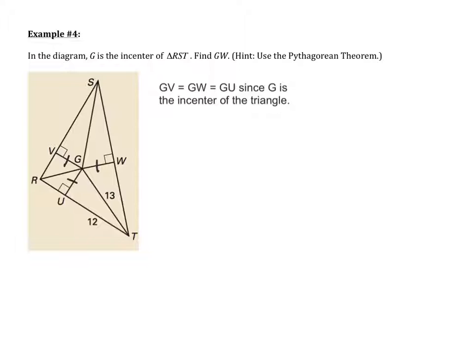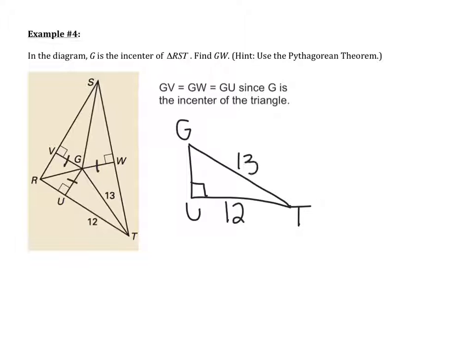It said to use the Pythagorean theorem. If we look at this right triangle right here, since this is a right angle, I have that right triangle. Here's my right triangle, pulling it out here. I have G, U, and T. I know that this is a right angle, and I know that this length is 12, and this length is 13. I want to find this length right here, x, since GU is equal to GW.